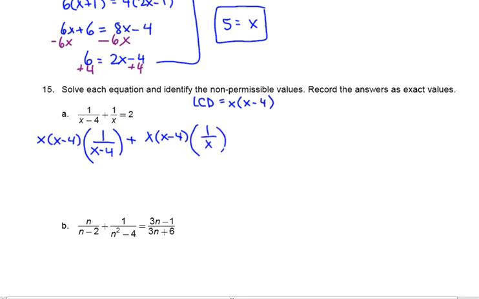Equals. I'm just going to show you one of the methods we learned in class. So what happens here? The x minus 4's cancel. What happens here? The x's. This is a way we use to get rid of the fraction. So now we have just 1 times x, or x, plus x minus 4 times 1 is just x minus 4, equals 2x times x minus 4. Easy peasy now, right?